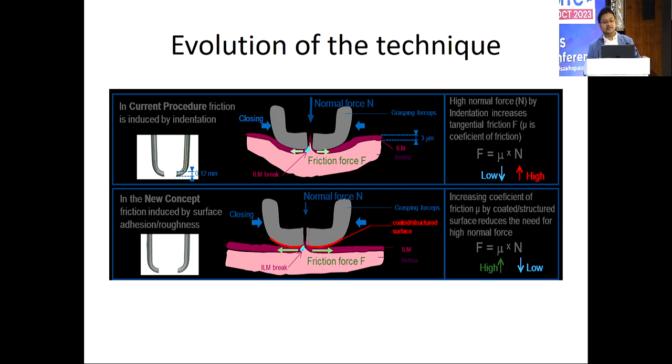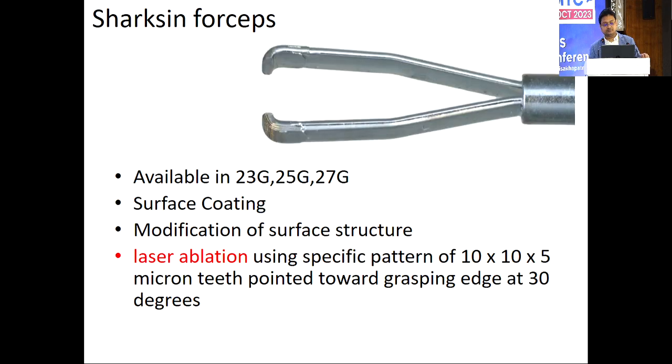The evolution of the technique. In the current procedure, friction injury by indentation, we can see in the top image that there are normal force and indentation force applied in the previous forceps. In the new concept, friction injury by surface adhesion by titanium, we can minimize the area of indentation and force also. The Sarskin forceps is available in 25 and 27 gauges. The surface coating was done with titanium.